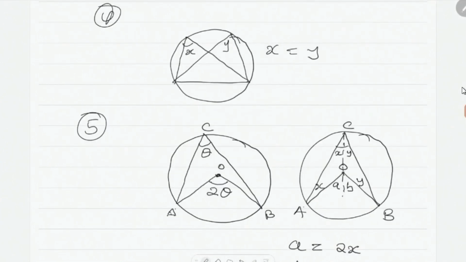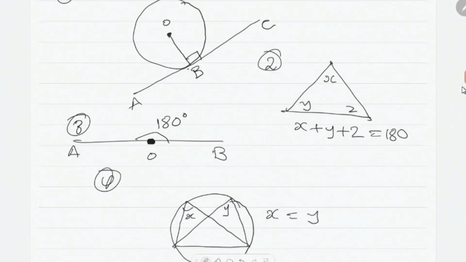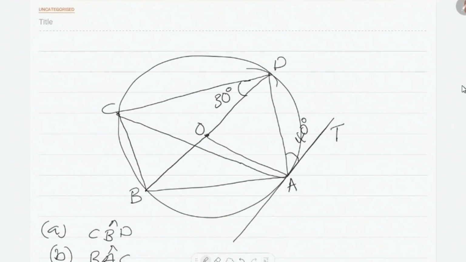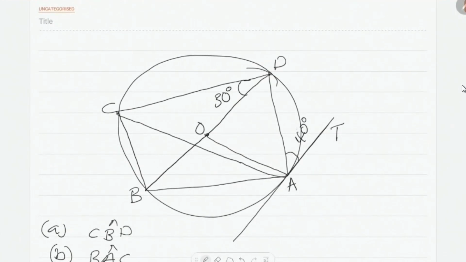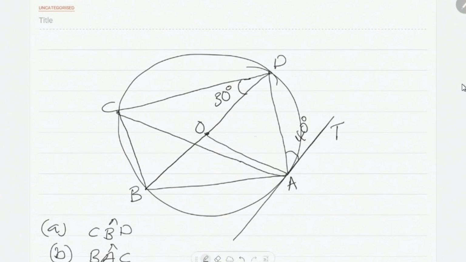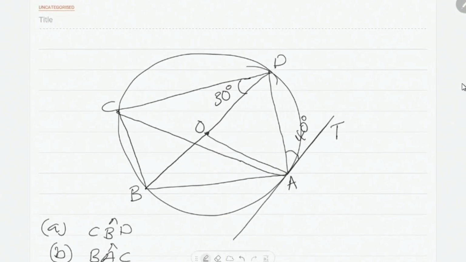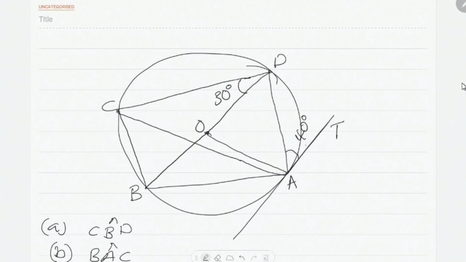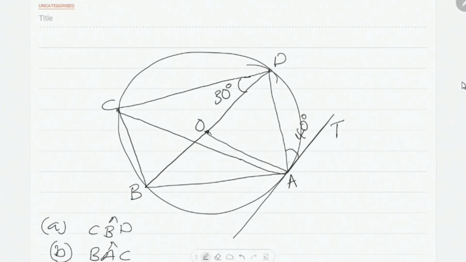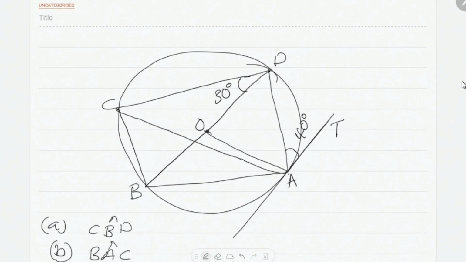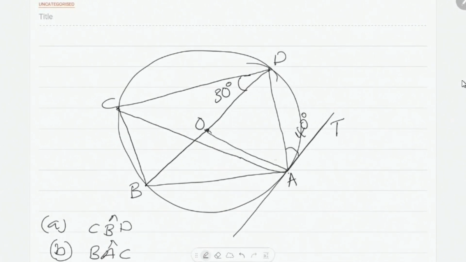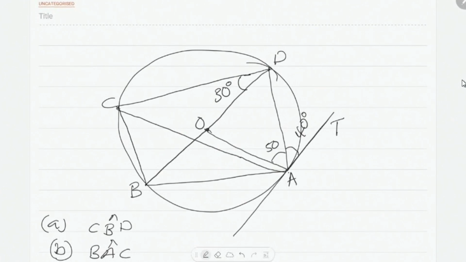So let's go back to the diagram we drew, which is the question. So using property number 1, the tangent property, we know that angle OAT is equal to 90 degrees. And we are told that angle DAT is equal to 40 degrees. So subtracting 40 from 90, I will find angle OAD. So angle OAD gives us 50 degrees because angle OAT is equal to 90 degrees.